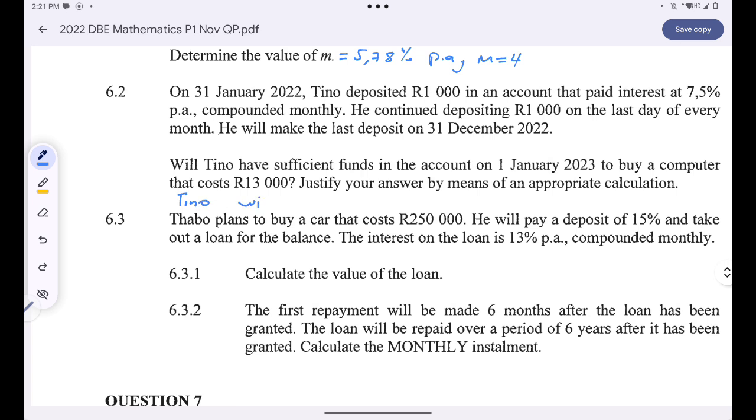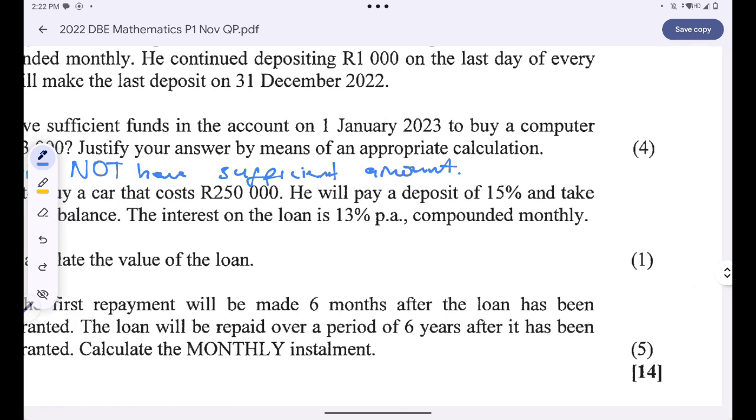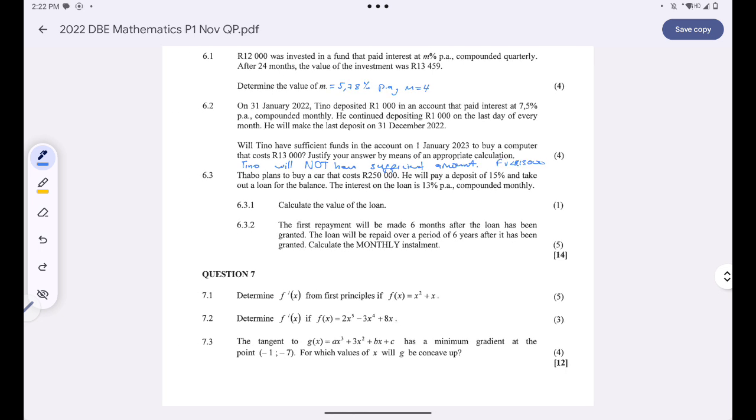Tino will not have a sufficient amount to buy the computer. Why? Because the future value is way less than 13,000, which was expected. Okay, now let's move to 6.3.